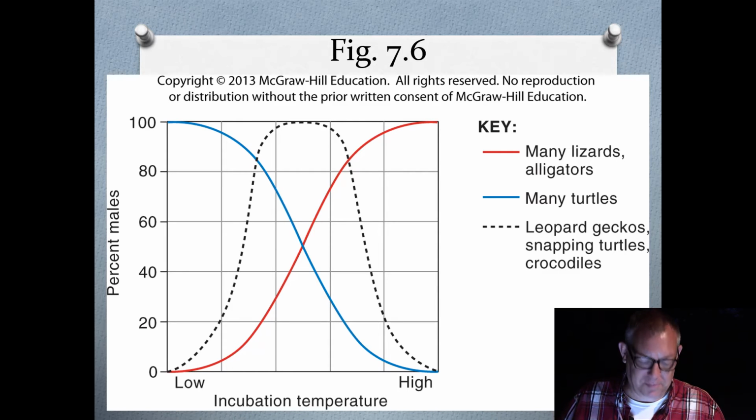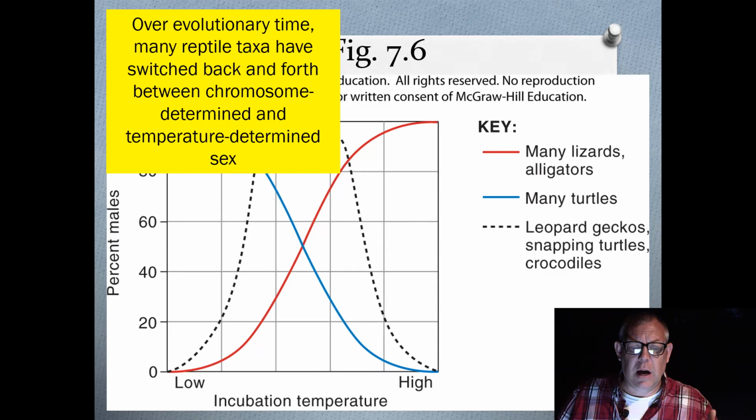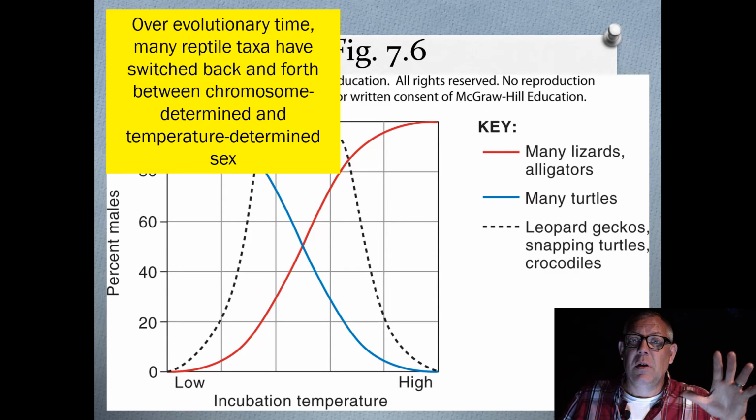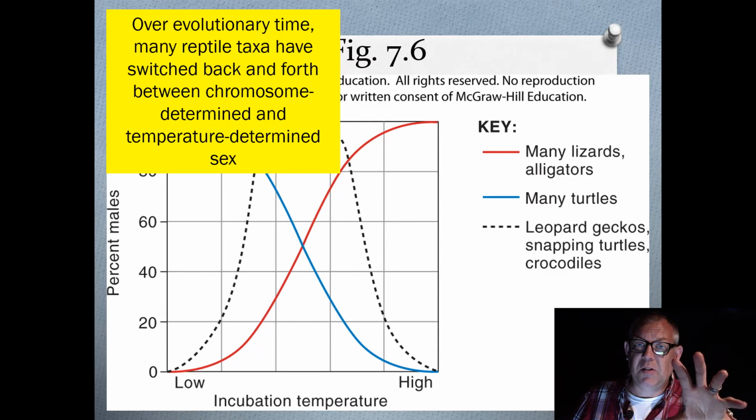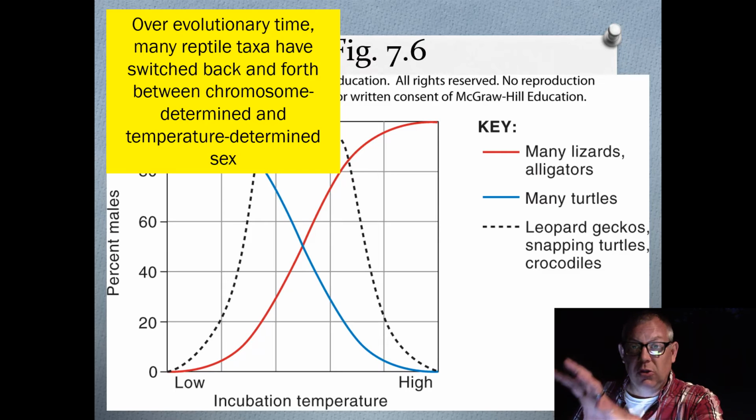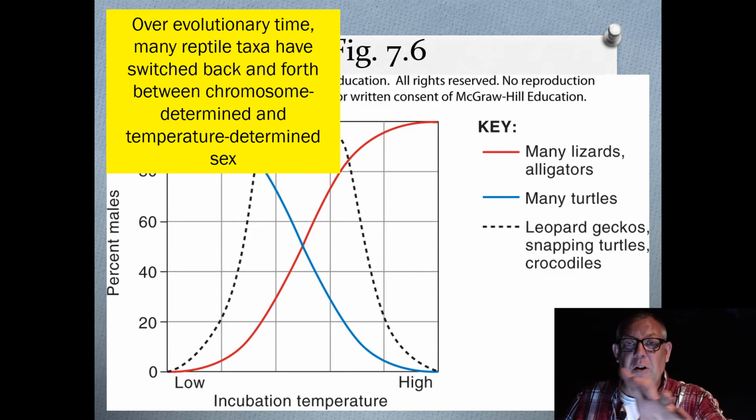That's awesome. In fact, many reptile taxa over evolutionary time switch back and forth. And so sometimes they will use chromosomes to determine their sex, and then over evolutionary time, their descendants would switch to this environmental determination of sex, and then their descendants switch back to chromosome determination of sex. Sweet.